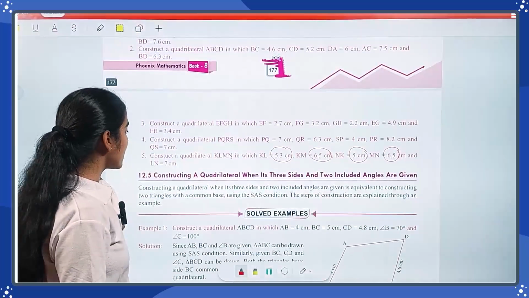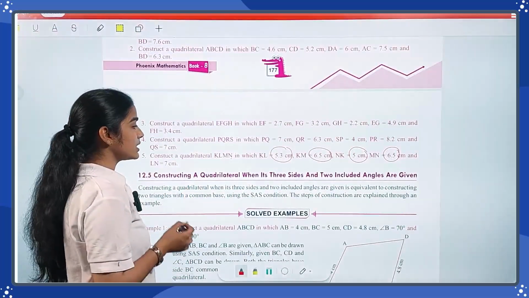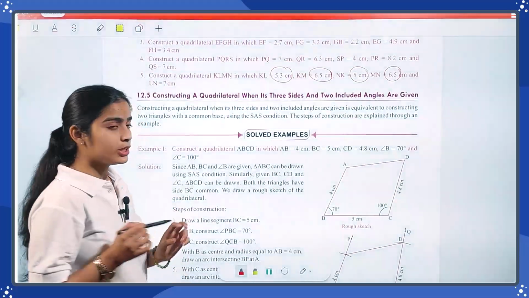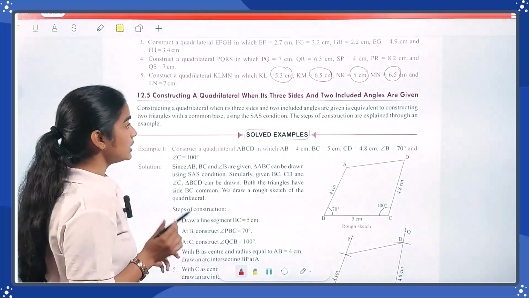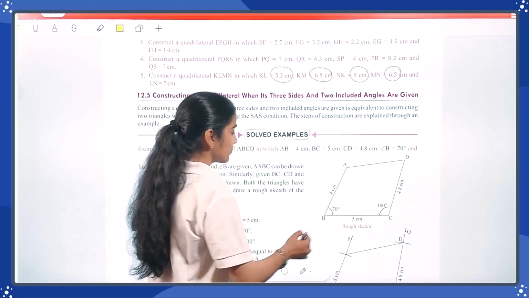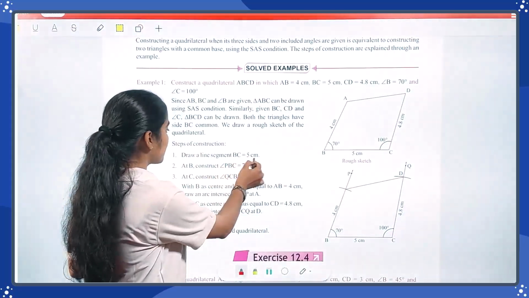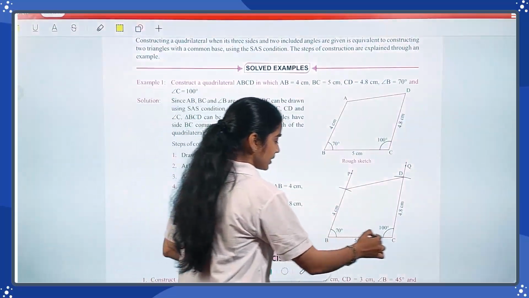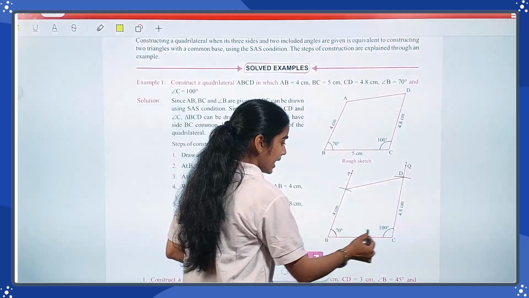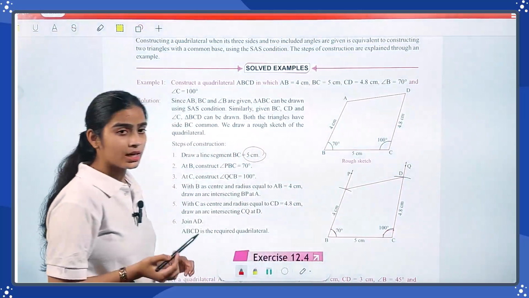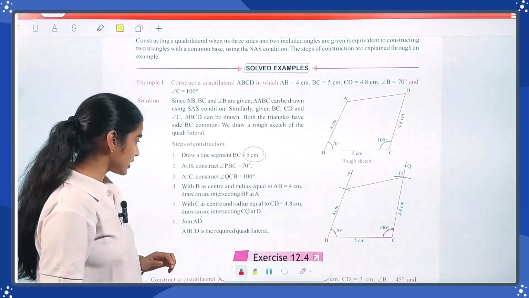Okay, next we have constructing a quadrilateral when its 3 sides and 2 included angles are given. Now we have only 3 sides and only 2 angles. So first we create our base. Draw a line segment BC 5 centimeter. Then we have angle 70 degree and angle 100 degree. So you have to measure 70 and 100 degree angles with the help of your protractor.